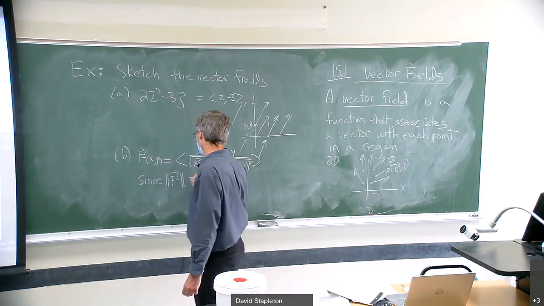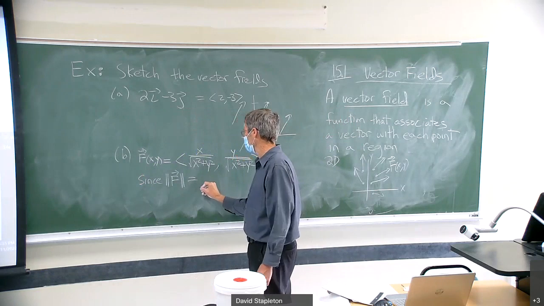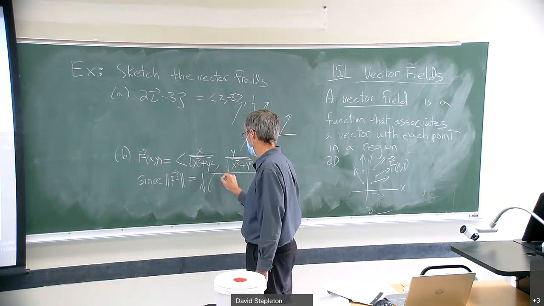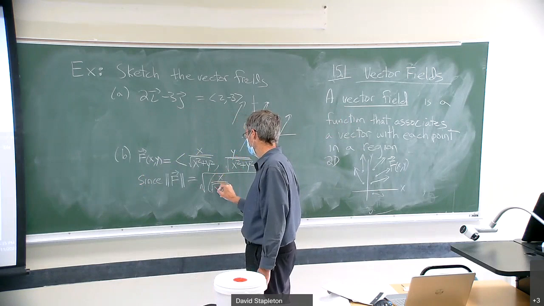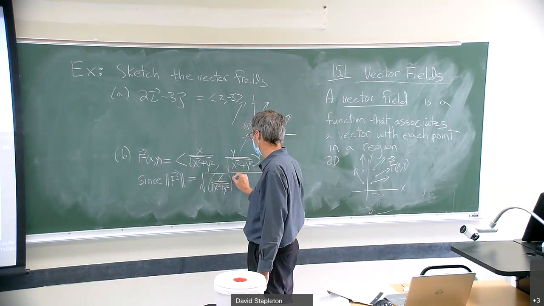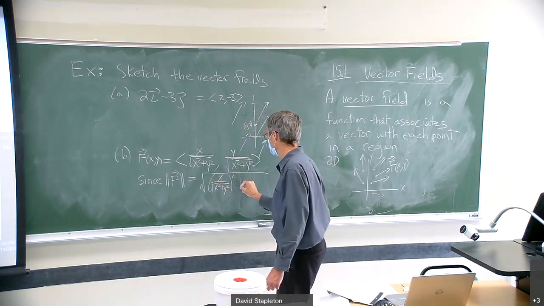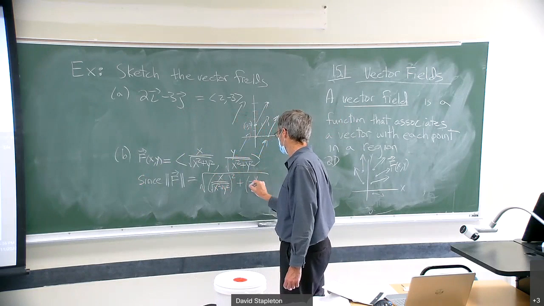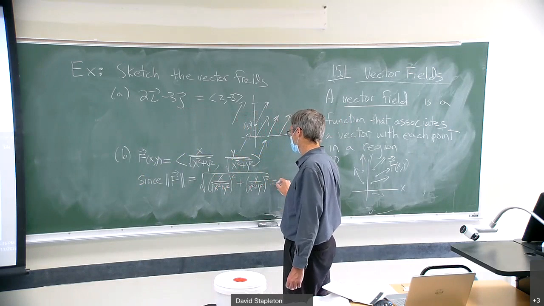What is the length of f? Remember, it's the root sum square of the components. So it's the square root of x over the square root of x squared plus y squared. I put this one up because it occurs quite frequently in applications. So it's the x component squared plus the y component squared, square rooted. Right? And if you compute that out, what have we got?